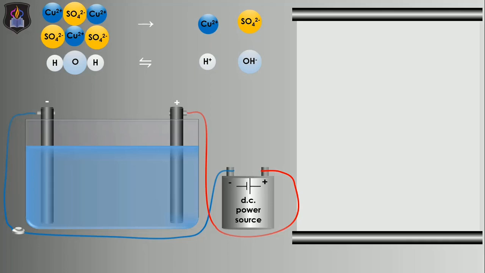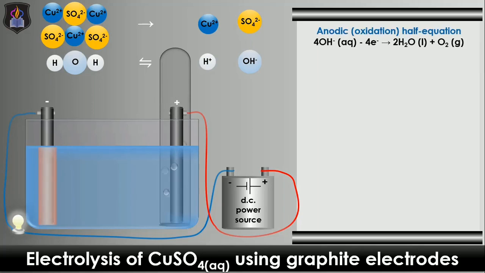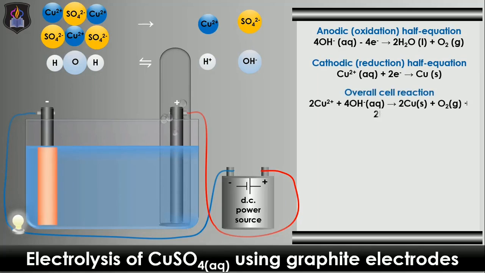As our emphasis is on the effects of electrolysis of aqueous copper 2 sulfate, in the electrolysis of copper 2 sulfate using graphite electrodes, the hydroxide ions are discharged at the anode as oxygen gas and copper 2 ions are discharged at the cathode as metallic copper deposits, as shown in the half equations. The hydrogen ions and sulfate ions remaining in the solution combine to form tetraoxosulfate 6 acid, that's H2SO4, thereby increasing the acidity of the resulting solution and decreasing its pH.